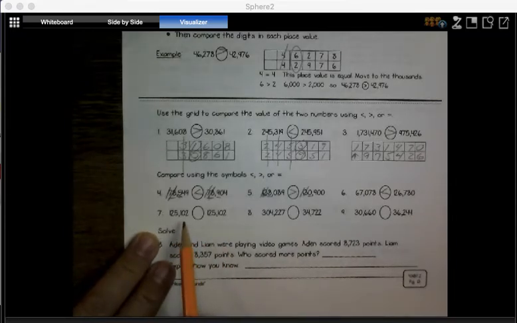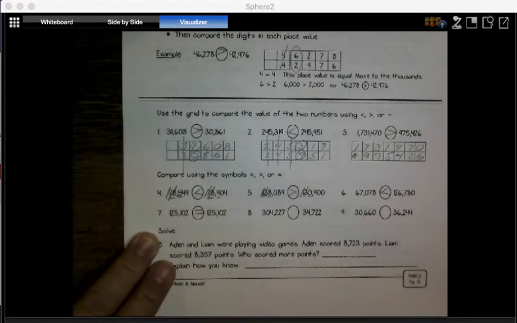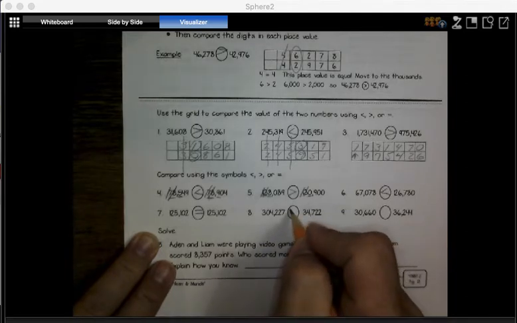Number 7, we have 125,102 compared to 125,102. All the numbers match, therefore both numbers are equal to each other. Just by looking at number 8, we can tell that the first number has one more digit than the second number. We don't even have to do the work here. We know the first number is greater.